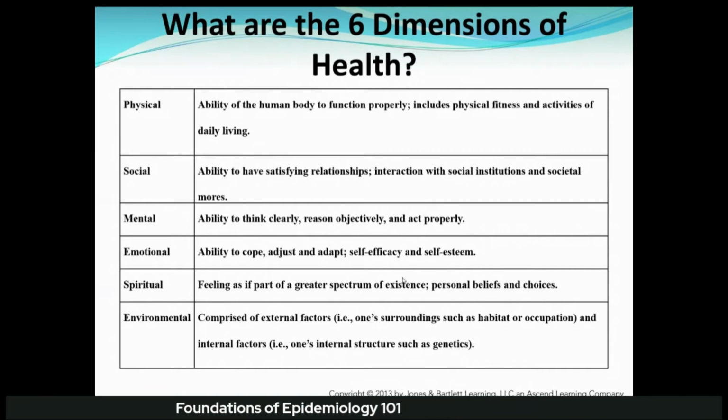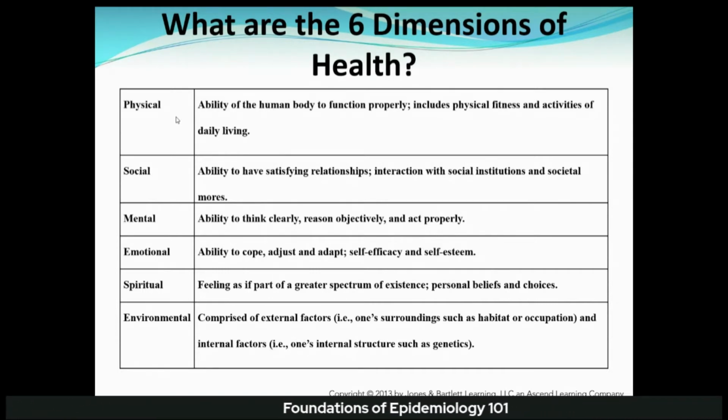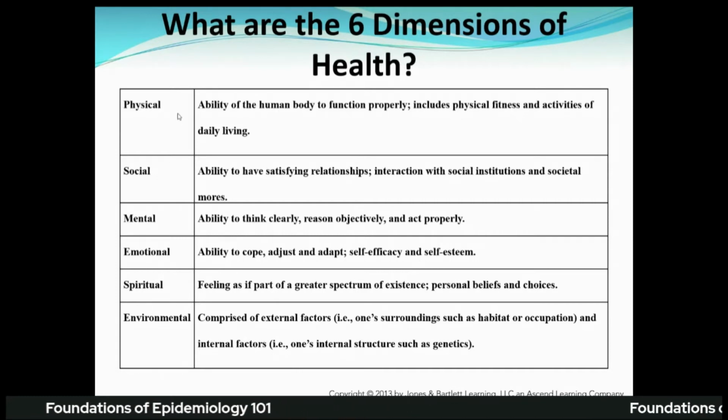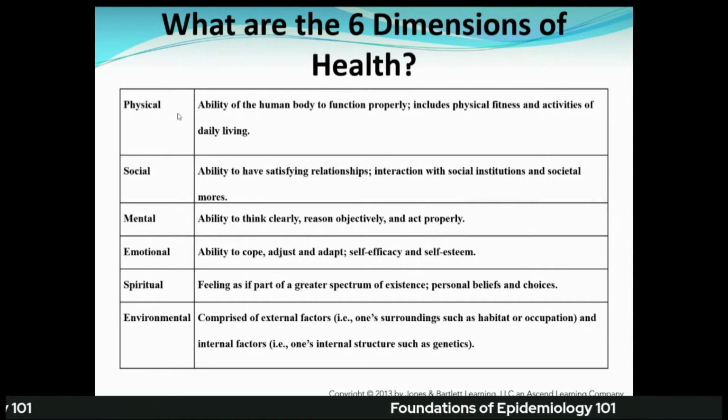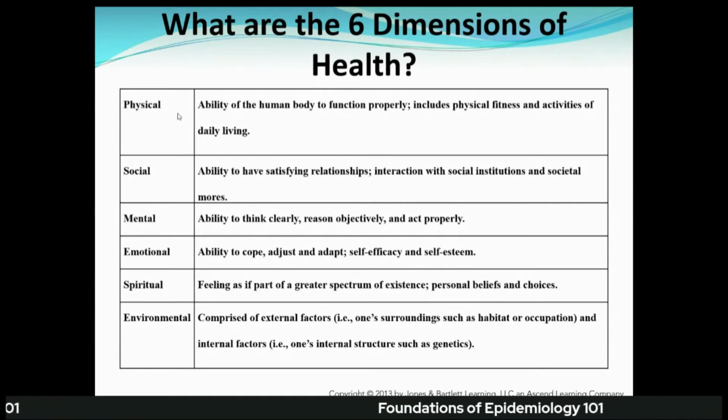If you look at the far left of the screen here, you see there are six of these dimensions: physical, social, mental, emotional, spiritual, and environmental. The physical itself is the ability of the human body to function properly, in terms of physical fitness and activities of daily living.